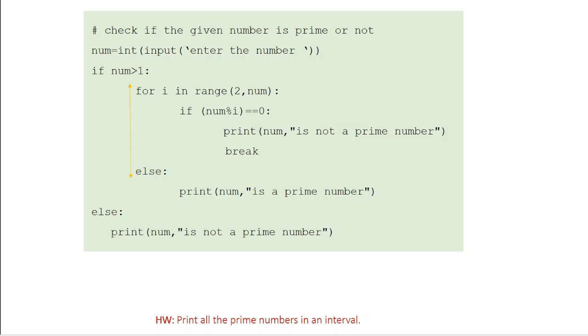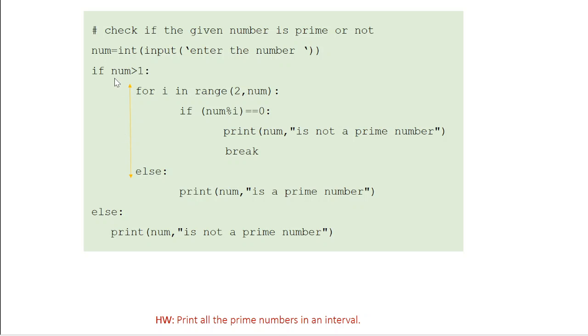So all the numbers less than or equal to 1, these are not prime numbers, so we don't have to bother about that. So we are going to do our check only if num is greater than 1. If it is not greater than 1, then straight away you can say this is not a prime number. So that's the meaning of the outermost if-else statement.